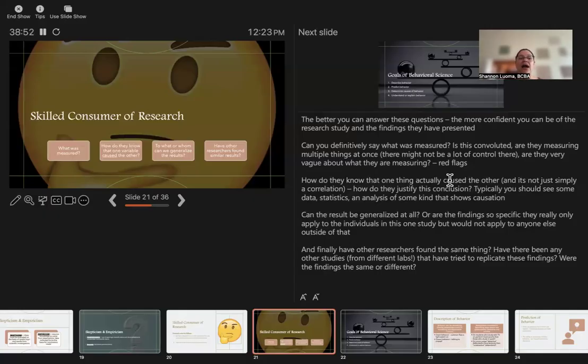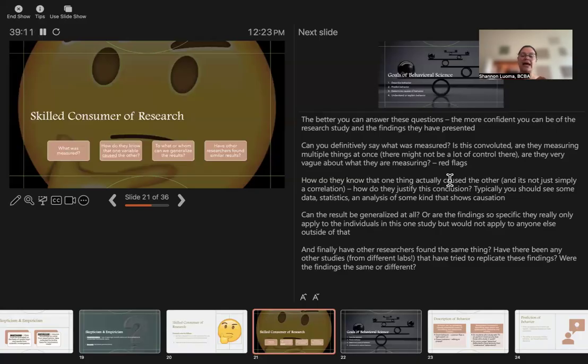And then finally, I think one of the biggest questions: have other researchers found the same thing? Have there been different studies from different labs? I can't hound on that enough either. That have replicated, or at least tried to replicate, these findings. And were their findings the same or different, right?